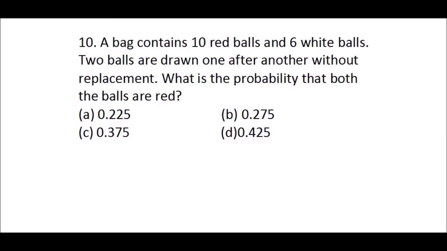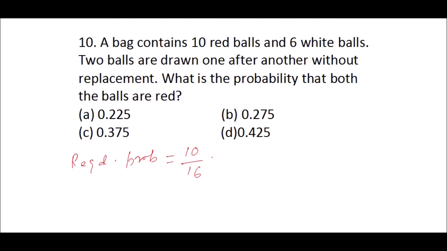The next problem is, a bag contains 10 red balls, 6 white balls. 2 balls are drawn one after another without replacement. What is the probability that both the balls are red? To find the required probability, you see the first ball to be drawn. How many red balls are there? 10 red balls. How many total balls? 16. Therefore, this is the probability of drawing the first ball.